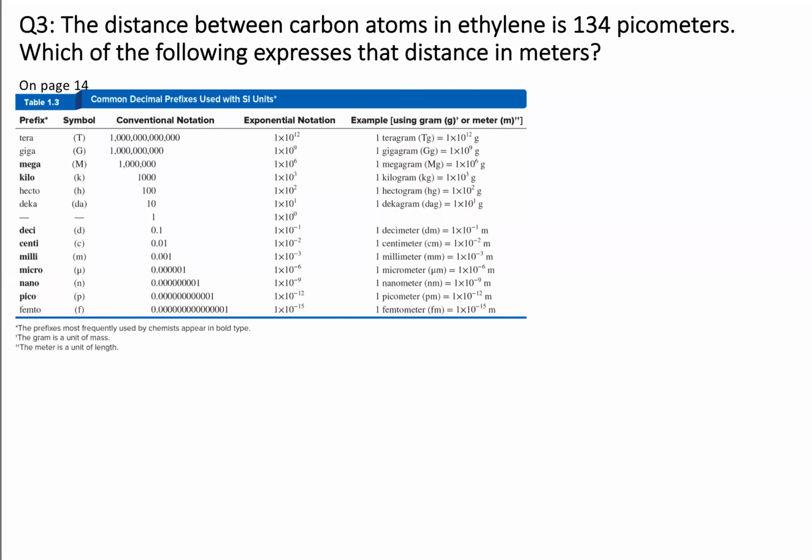All right, so this question has to deal with some carbon atoms in ethylene, and we are told here in question number 3 that the carbon atoms in ethylene are a certain distance apart, 134 picometers. So we want to convert that to meters, basically. So this is going to boil down to a unit conversion.